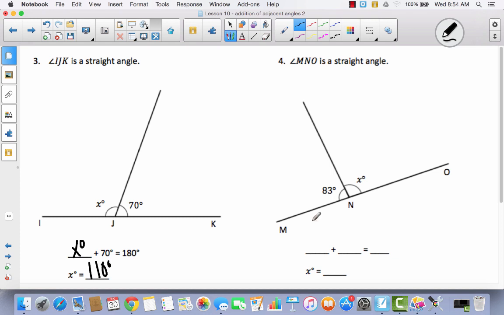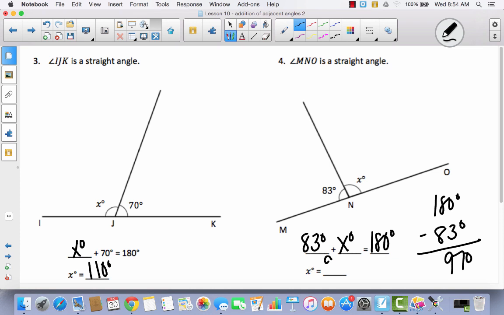All right, see if you can come up with the equation by yourself for number 4. Okay, hopefully you said 83 degrees plus x degrees equals 180 degrees. So if I took 180 degrees and I subtracted 83 degrees, I could do all the regrouping, but I know that 180 minus 80 is 100, and I'm going to subtract 3 more, so that would be 97 degrees. So x equals 97 degrees.